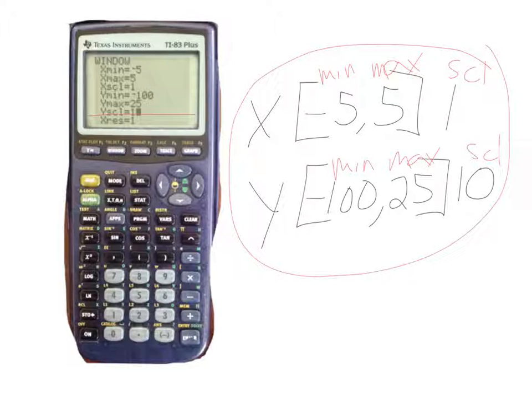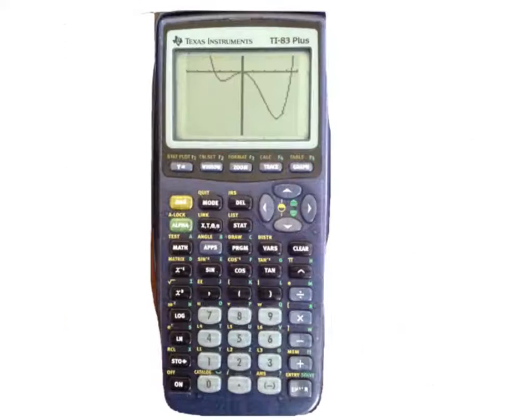Now, very important, if you have changed the window, do not hit zoom 6. Because if you do that, it's going to change the window right back to the standard one, and you don't want that. So just push graph. Now we can see everything. We can see all of our maximums. There's one maximum, and there are two minimum values.